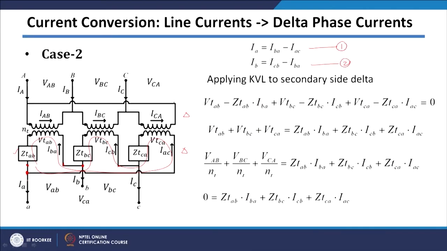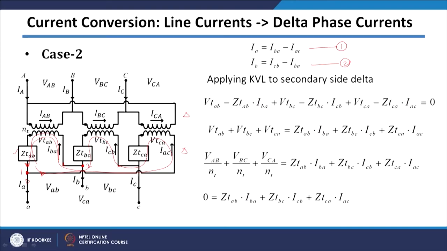Here, the IA current is coming out of this terminal, this IBA current is coming towards the terminal, and your IAC current is going out of the terminal. These two equations we get after applying KCL at these two points, point 1 and point 2. Two equations we have got.